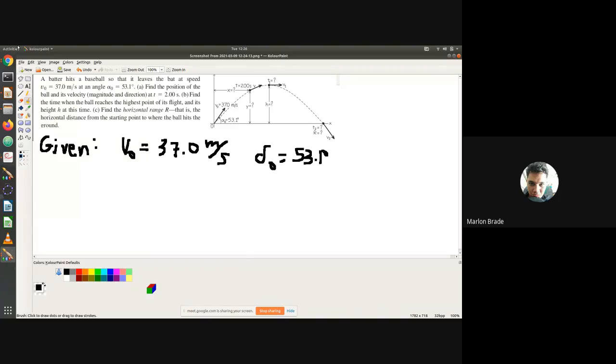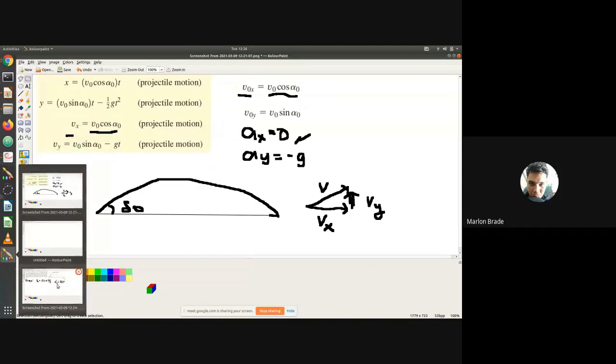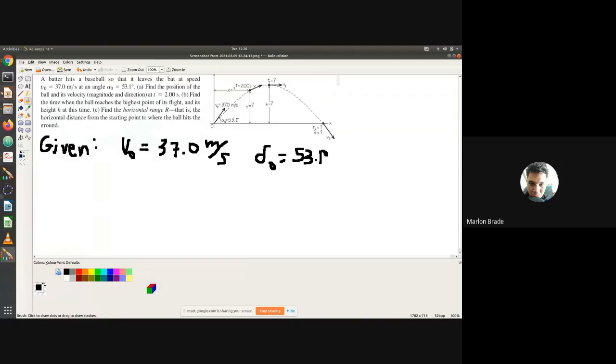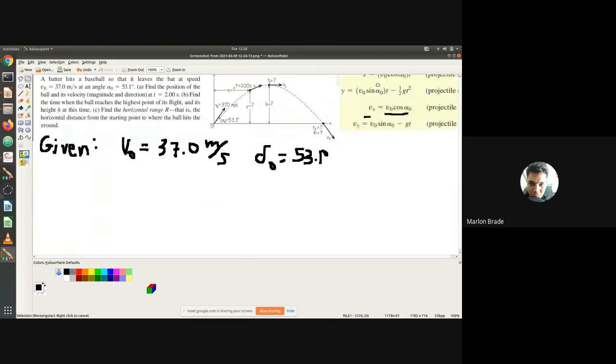So first problem. First, let's copy the kinematics equations. Let's copy this one and transfer it to our work. Okay, we got this equation.